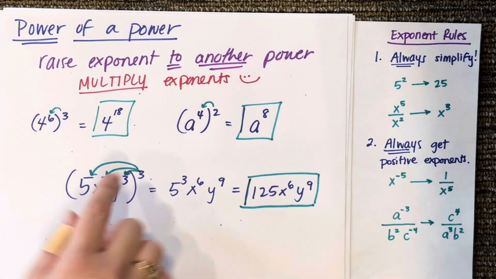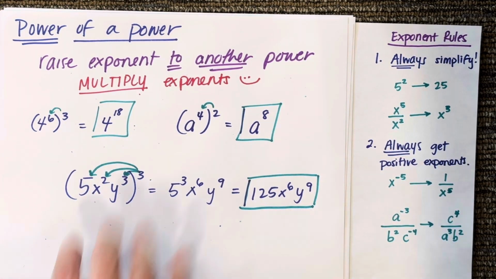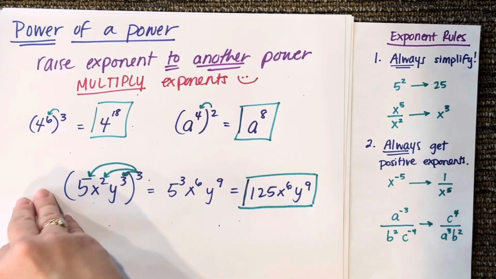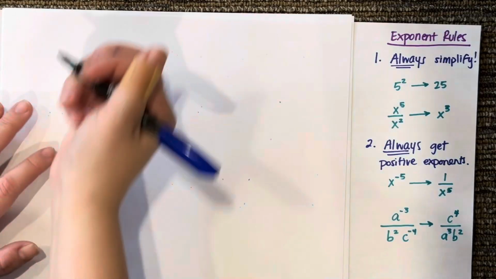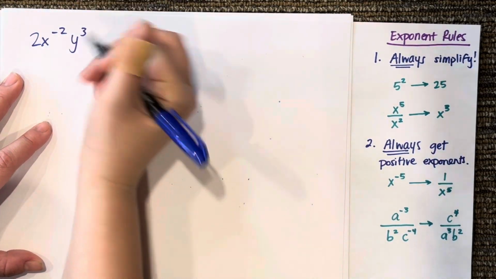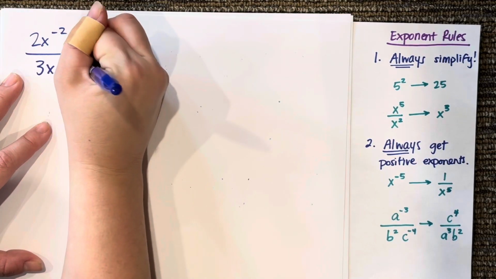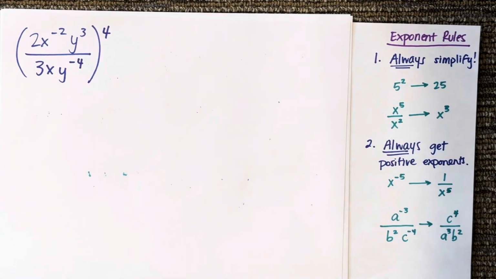Okay, so you distribute that exponent. All right, let's just do a couple of tricky practices and then we'll call it good. Okay, if I had 2x to the negative 2, y to the 3rd, divided by 3x, y to the negative 4th, all raised to the 4th power. This is like applying all of the things, okay?